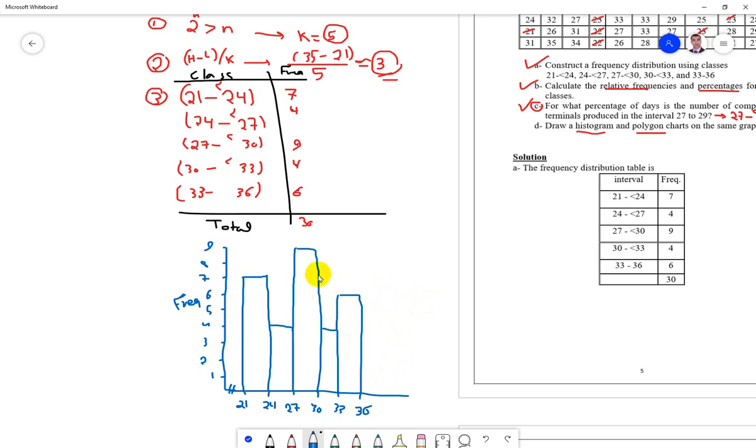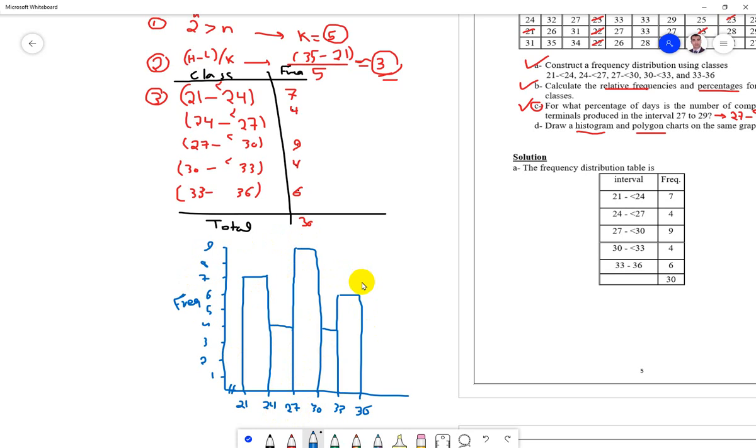So we name it a histogram. That is the histogram for the values of the daily production of computers. What you can observe from that graph is that the highest frequency is for the interval, or the class, from 27 to 30. That means most of the days the daily production of computers will be between 27 and less than 30. Okay, so the histogram gives you an idea about the distribution of the data that you have.